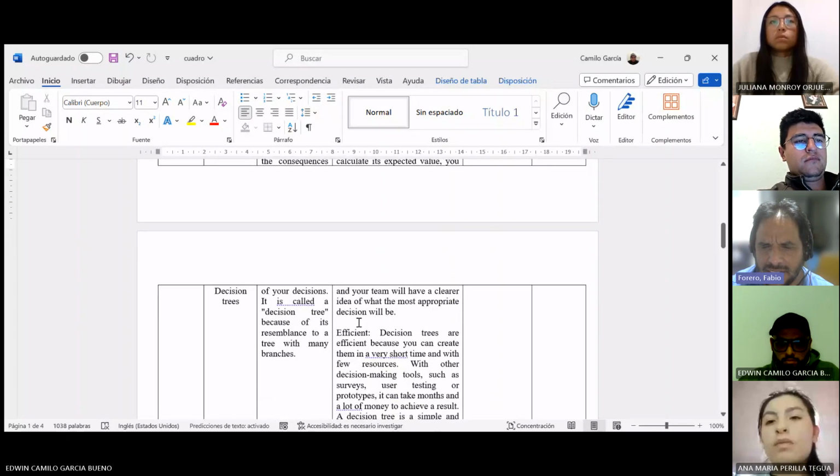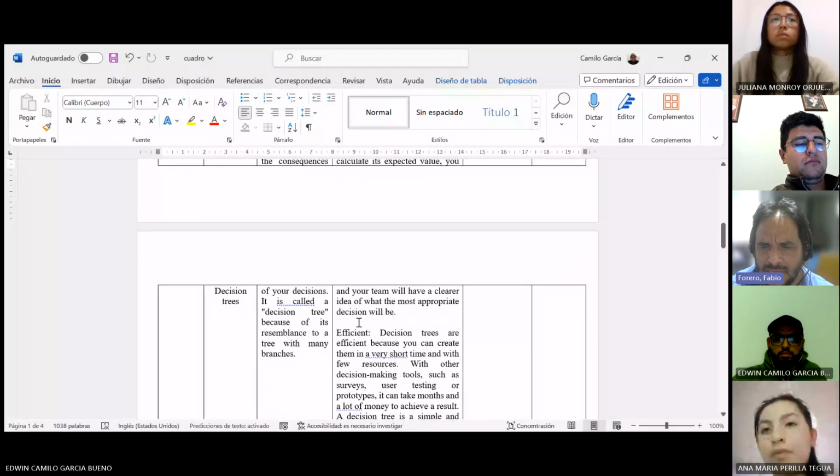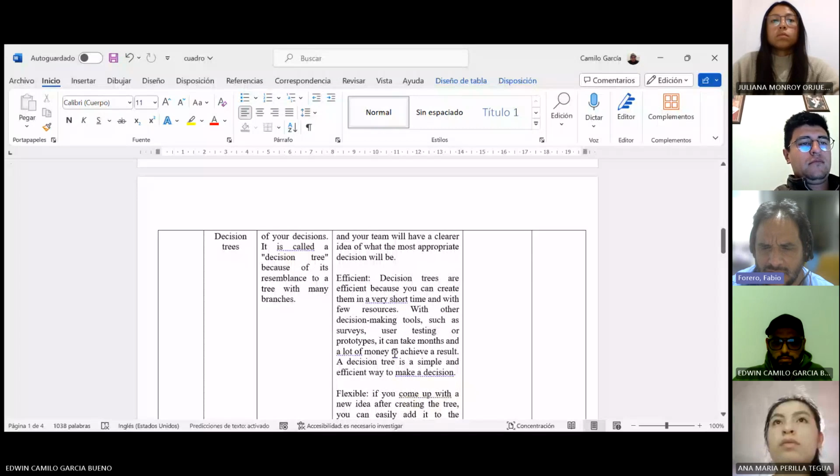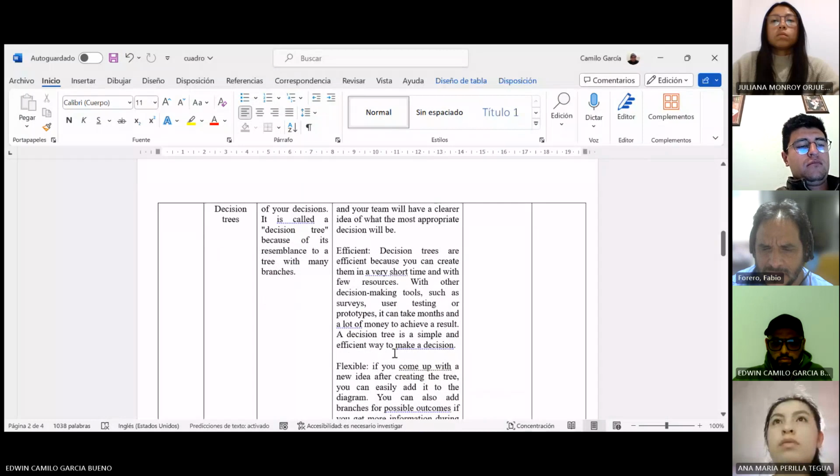Efficient. Decision trees are efficient because you can create them in a very short time and with few resources. With other decision-making tools, such as surveys, user testing, or prototypes, it can take months and a lot of money to achieve a result. A decision tree is a simple and efficient way to make a decision.